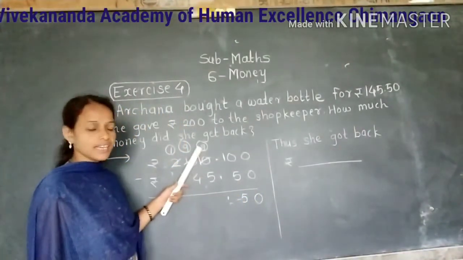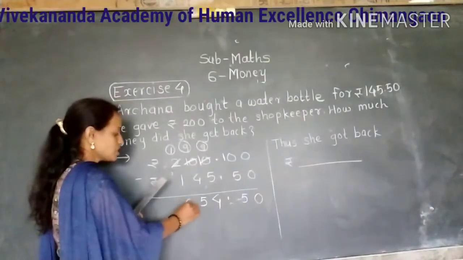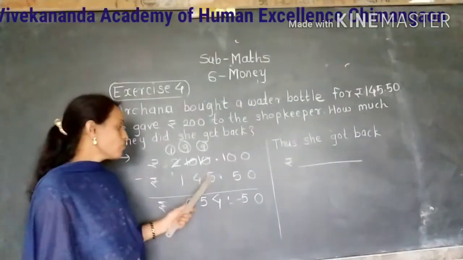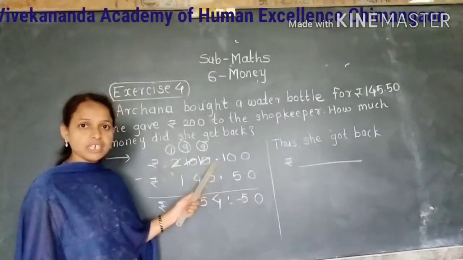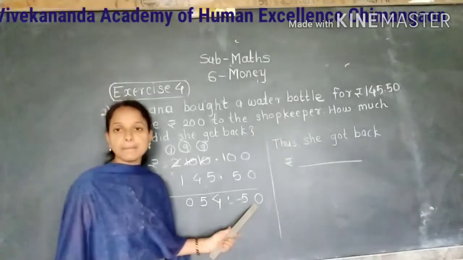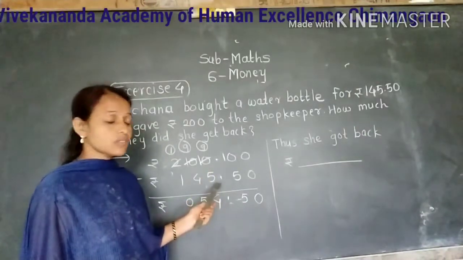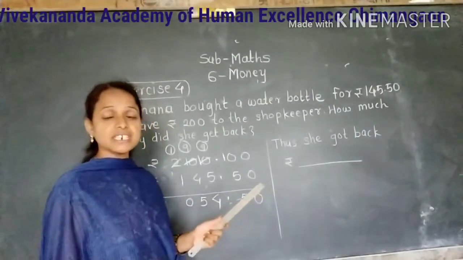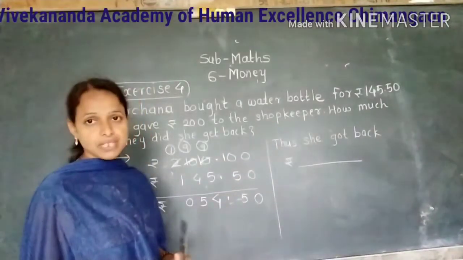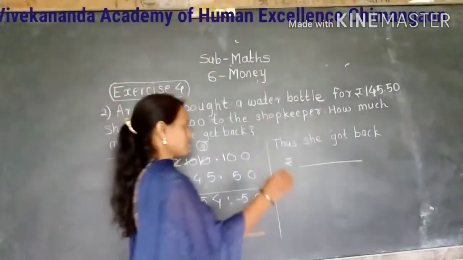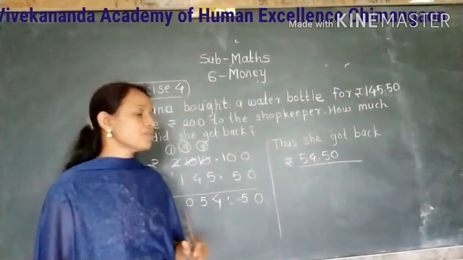Now subtract 5 from 9. 9 minus 5, 4. 9 minus 4, 5. And 1 minus 1, 0. In this way, by subtracting 145.50 rupees from 200 rupees, okay, we get the answer 54.50 rupees. She gave the shopkeeper 200 rupees and she bought the bottle for 145.50. And how much money did she get back? So she got back 54.50 rupees. So here the answer will be, understood? See, got back 54.50.